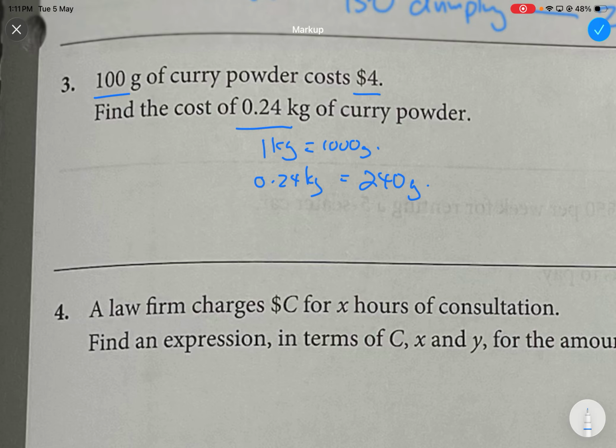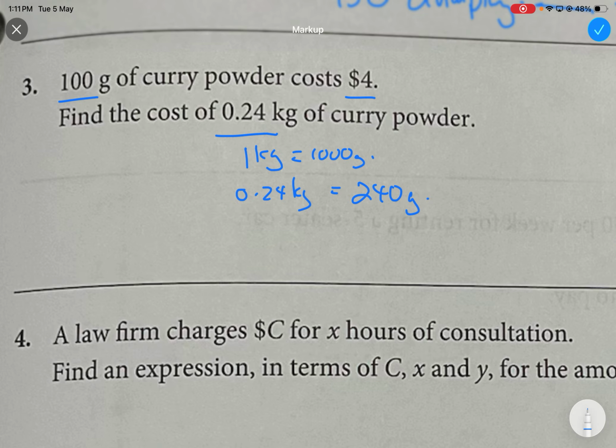So must check the units first. Make sure we are measuring the same thing. One is in gram, one is in kg. Convert them to the same unit first. 100 gram, $4. Then now I want 240 gram.